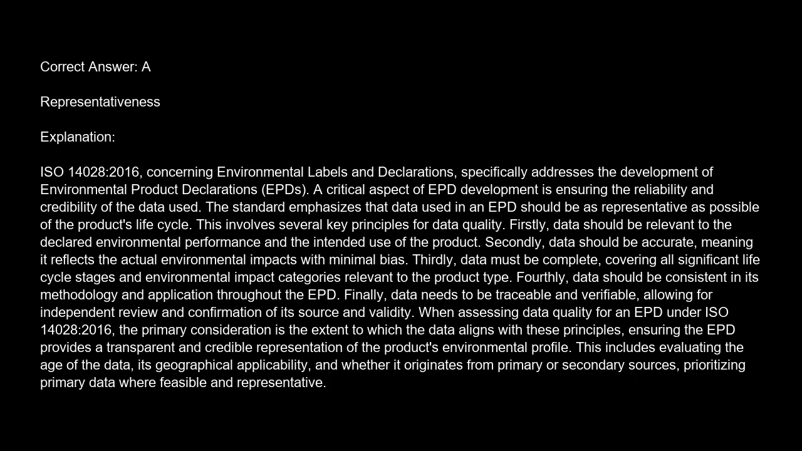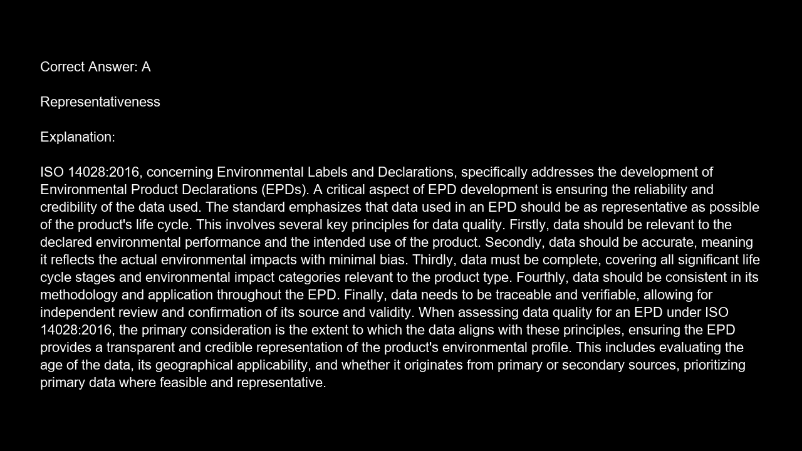The correct answer is A, representativeness. Explanation: ISO 14028:2016, concerning environmental labels and declarations, specifically addresses the development of environmental product declarations, EPD. A critical aspect of EPD development is ensuring the reliability and credibility of the data used. The standard emphasizes that data used in an EPD should be as representative as possible of the product's life cycle.